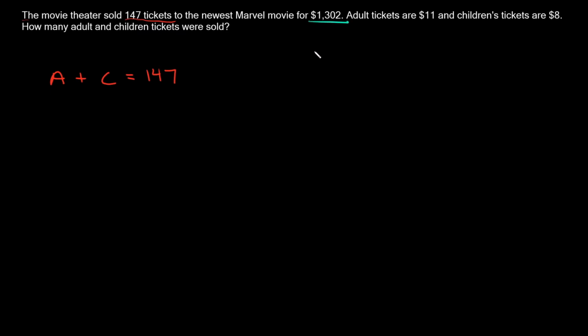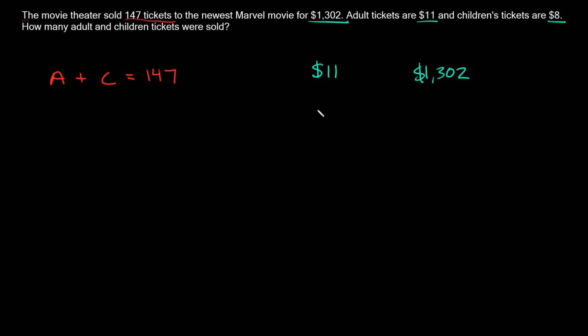So that's the total that they sold it for, okay? And it also says adult tickets are $11 and children's tickets are $8. Okay, so let's ignore the fact that there's two different types of tickets right now. Let's just say that there was one type of ticket and that they all cost just $11, okay? Now, if each ticket is $11 and they sold all those tickets for a total of $1,302, how would we be able to figure out how many tickets they sold?